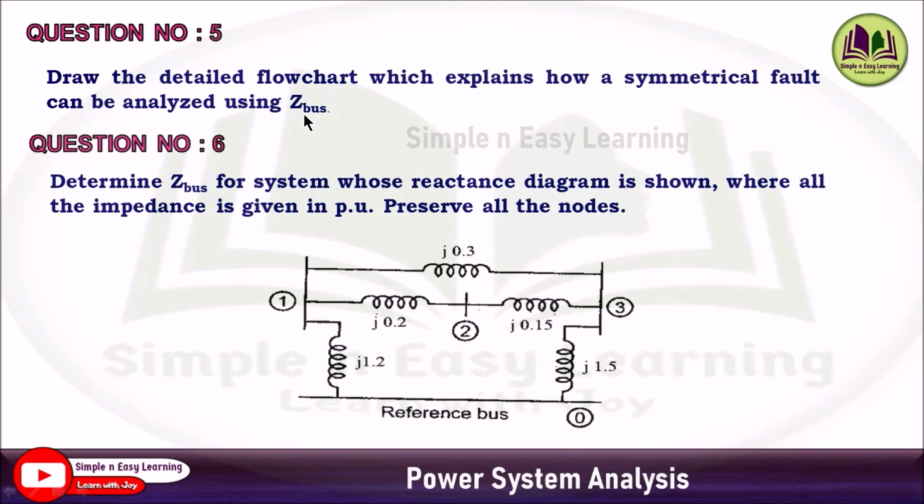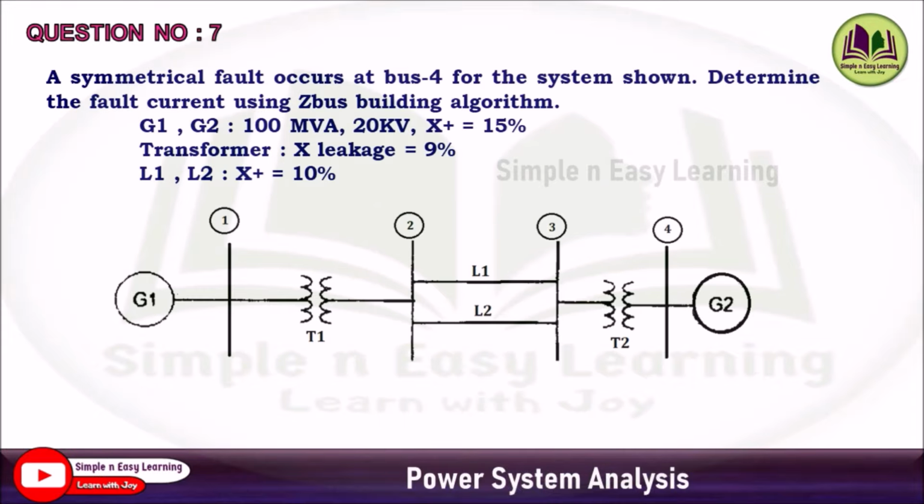And question number 6, determine Zbus using bus building algorithm. Here three buses are present. So reference bus to new bus, and existing bus to new bus, existing bus to new bus, existing bus to reference bus, and finally 1 and 3 existing bus to existing bus. So this type of problem, if you study, then you will be able to solve any type of problem in bus building algorithm method. And seventh one, symmetrical fault analysis using Zbus building algorithm.